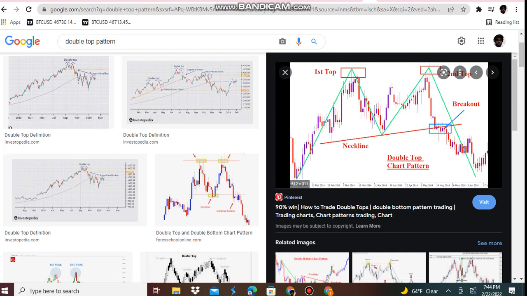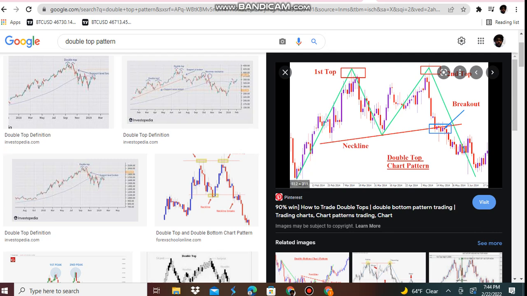First top goes up, creates the first top, goes back down to zero, creates the second top, and then goes back down to zero. Creating this information, and boom, we're out of the trade. Put our stop loss into profit, and we take profit. Boom. Creating this double top pattern.